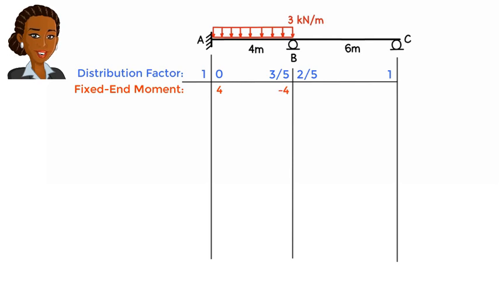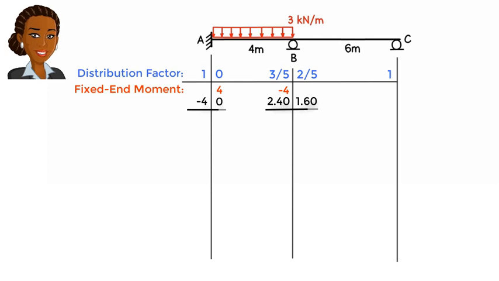We start by balancing joints A and B. At A, we multiply -4 by 0 to get the moment value for the right column. We multiply -4 by 1 to determine the moment value for the left column. Note that now joint A is balanced since the sum of the moments at the joint is 0. To balance joint B, we multiply 4 by 3/5 to get the moment value for the left column. And we multiply 4 by 2/5 to determine the moment value for the right column.